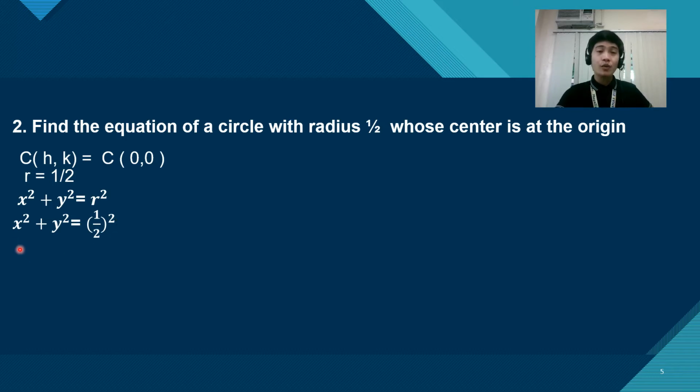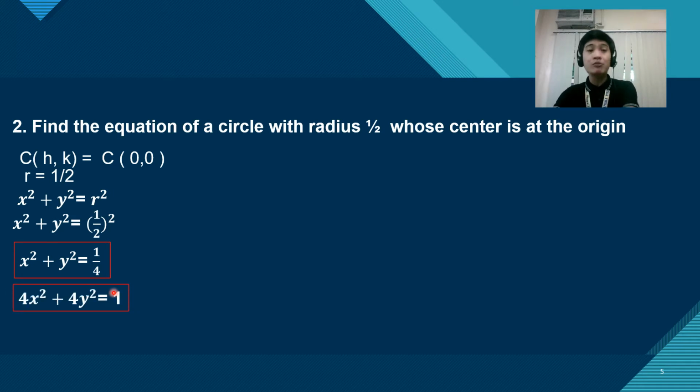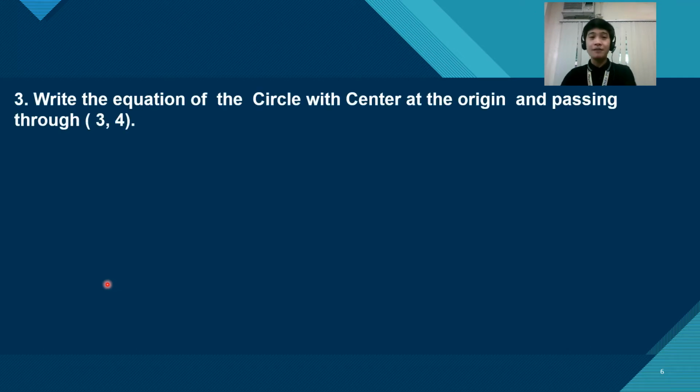So we have x squared plus y squared is equal to the square of 1/2. Pag sinimplify natin yan, x squared plus y squared is equal to 1/4. Pwede yan. Or, if you will try to multiply both sides by 4, pwede mong sabihin na yung equation of the circle in this example is 4x squared plus 4y squared is equal to 1. So yan po ang example number 2. Okay, so let's move on to example number 3.